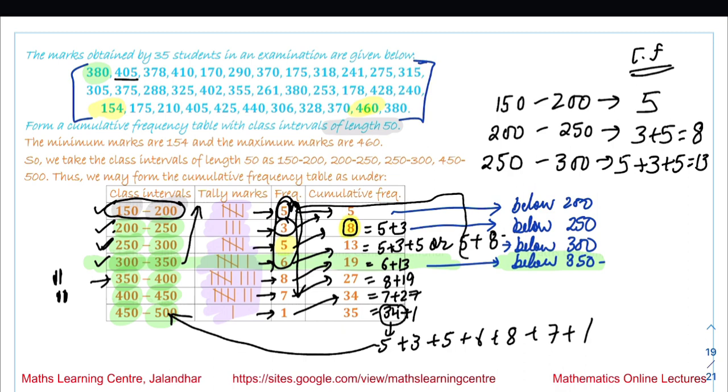So this is what cumulative frequency represents. If this value is 19, it means the number of students who have marks below 350. If this is 34, it represents the number of students who have marks below 450. This is what cumulative frequency represents.